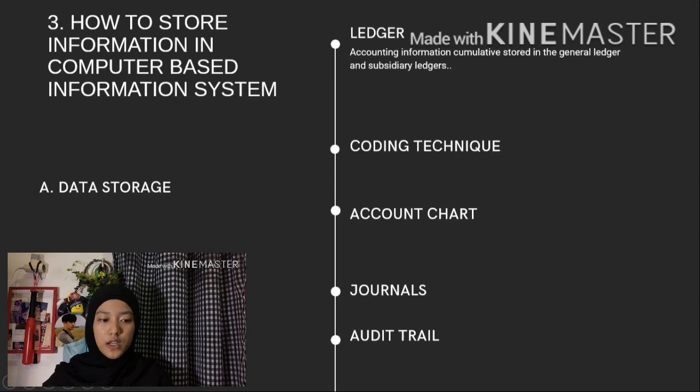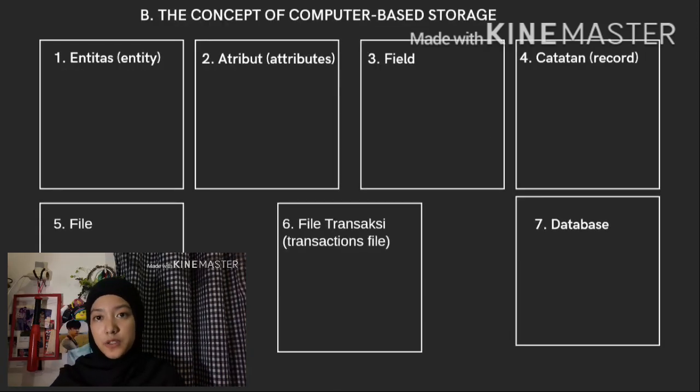5 is audit trail. Audit trail is a transaction path that can be traced through the data processing system from the origin to the final output, or backward from the final output to the origins. This audit trail is used to check the accuracy and validity of ledger posts. Next is the concept of computer-based storage.